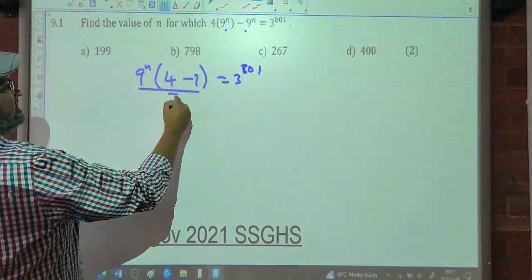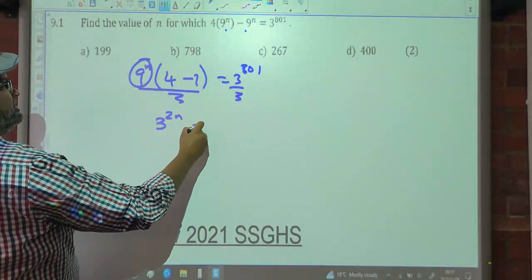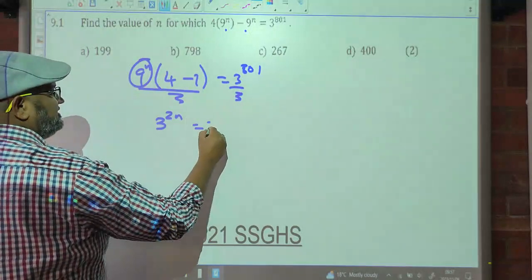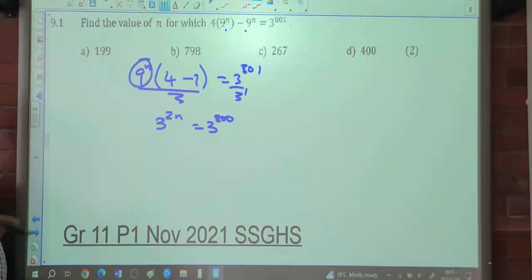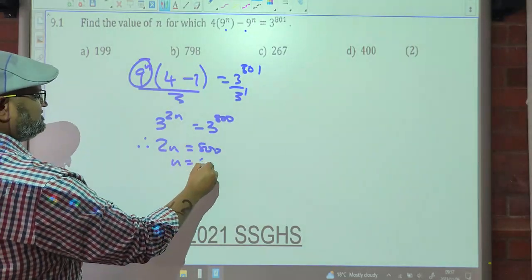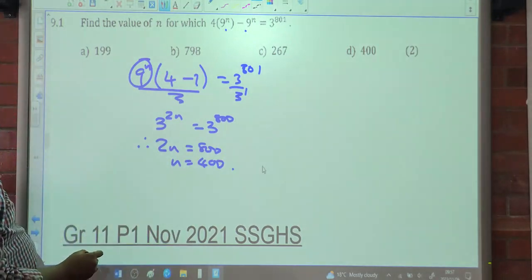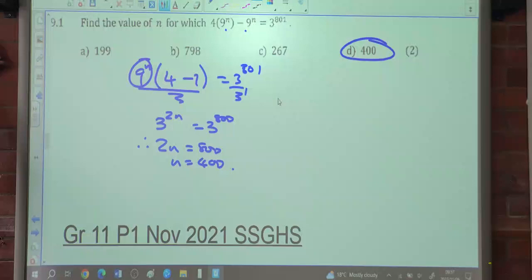So that's going to give you 3, so divide by 3 on both sides. This can be written as 3 squared. So it's 3 to the 2n is equal to 3 to the 801 minus 1, which is 800. So therefore 2n is equal to 800, so n is equal to 400, which makes the answer D.